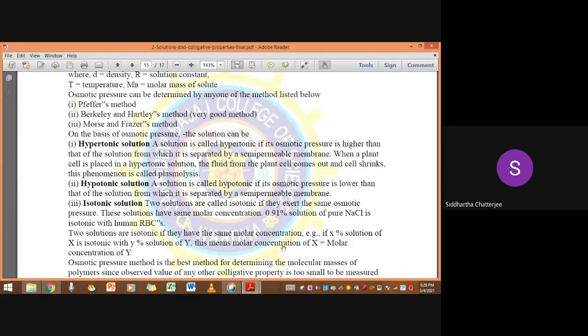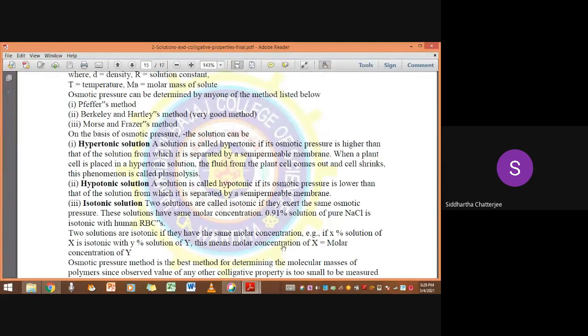Therefore isotonic solutions have the same osmotic pressure and the same molar concentration. Molar concentration means moles per liter, so naturally the number of moles is also the same in both cases. Two solutions are called isotonic if they exert the same osmotic pressure and have the same molar concentration. Therefore a 0.91% solution of pure NaCl is isotonic with human RBCs.